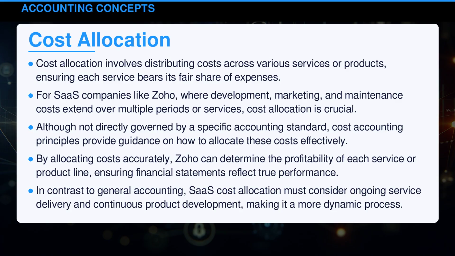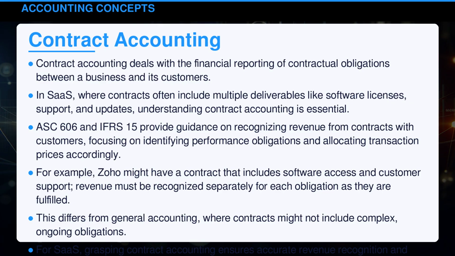In contrast to general accounting, SaaS cost allocation must consider ongoing service delivery and continuous product development, making it a more dynamic process. Contract accounting deals with the financial reporting of contractual obligations between a business and its customers. In SaaS, where contracts often include multiple deliverables like software licenses, support, and updates, understanding contract accounting is essential. ASC 606 and International Financial Reporting Standards 15 provide guidance on recognizing revenue from contracts with customers, focusing on identifying performance obligations and allocating transaction prices accordingly.